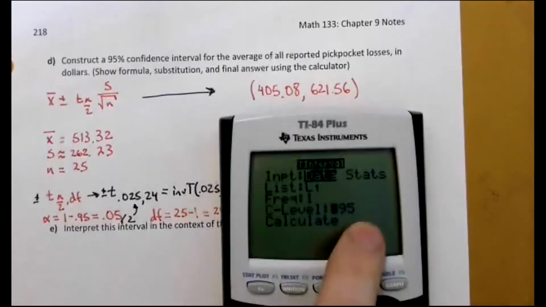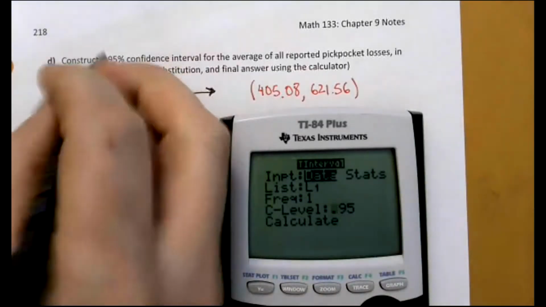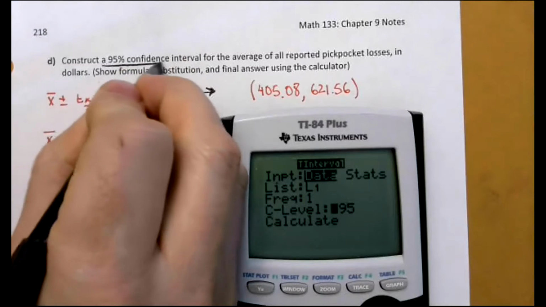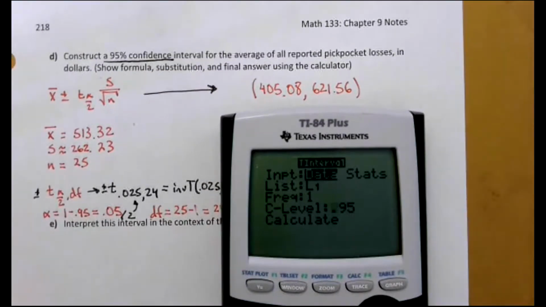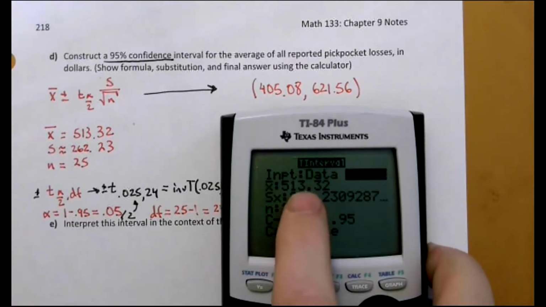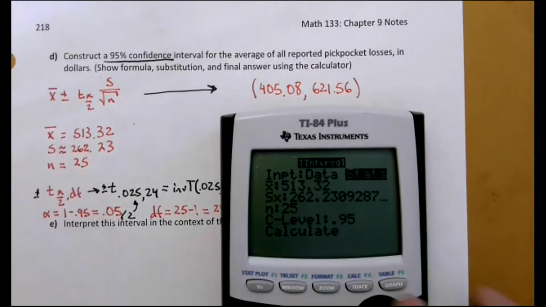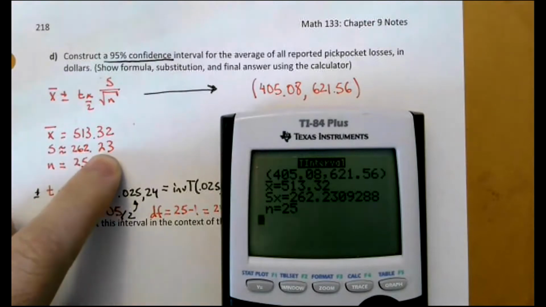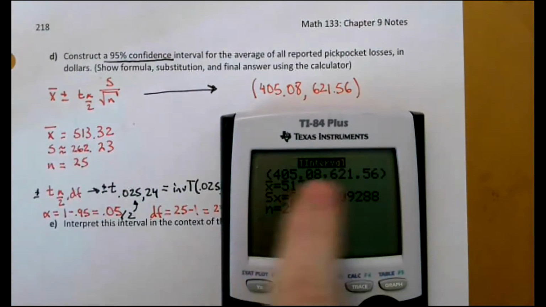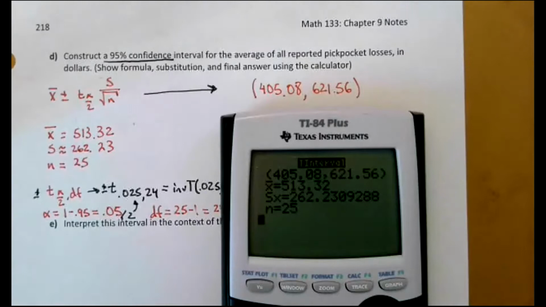Then your input, whatever your confidence level was. I think I forgot to highlight that up above. We're told the confidence level back in the problem. That was 0.95. Notice because we ran one variable stats, these things were preloaded, which matches these guys over here. So using the stats gets you the exact same answer. Now, if you typed in 262.23, you might get a slightly different answer here because you rounded that sample standard deviation.